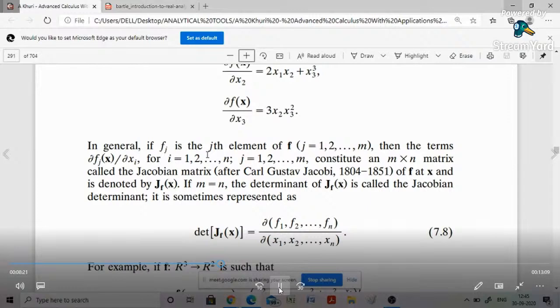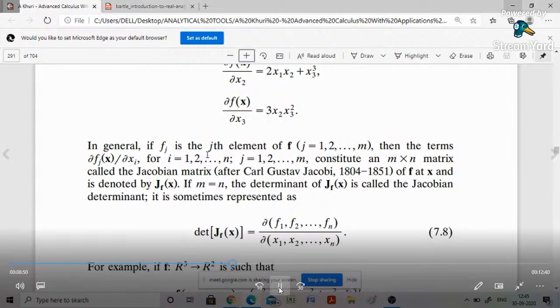That is usually denoted as Jf(x). This is called a Jacobian, and Jf(x) is usually called a Jacobian matrix, and the determinant of Jf(x) is usually called a Jacobian determinant. Okay, that is Jacobian matrix. Jf(x) is the Jacobian matrix, and the determinant of Jf(x) is usually called Jacobian determinant.